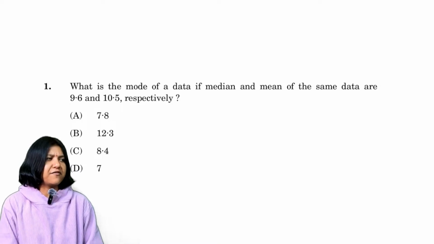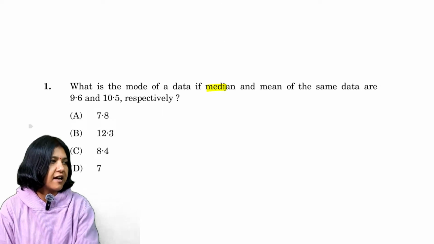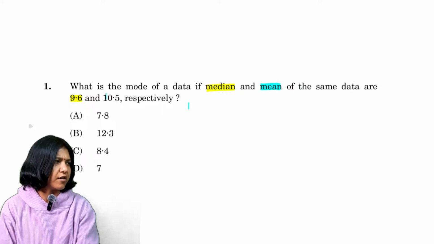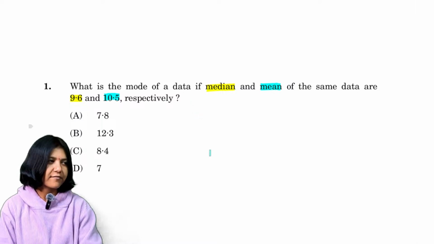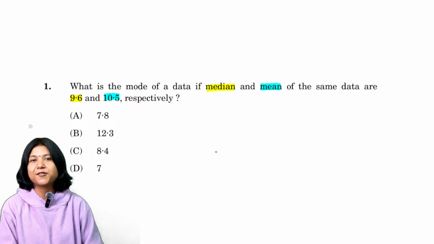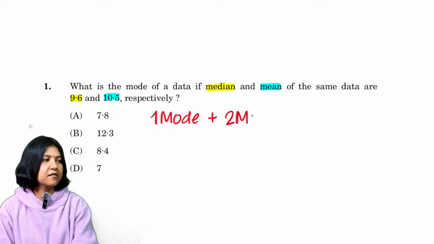Question 1 talks about finding the mode provided they have given you the median and mean. Again, the median has been given to you as 9.6 and the mean has been given to you as 10.5. Now, how exactly can you do this question? I shared the formula, the empirical relationship between mean, median and mode yesterday. Yeah? So it is 1 mode plus 2 mean equals 3 median.